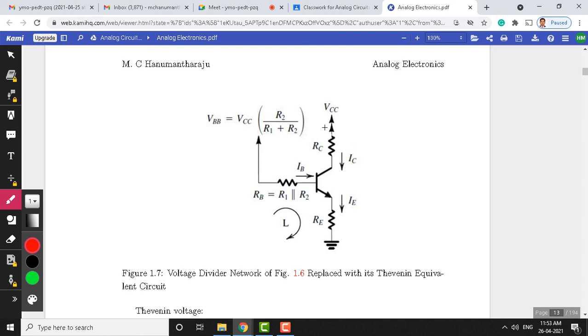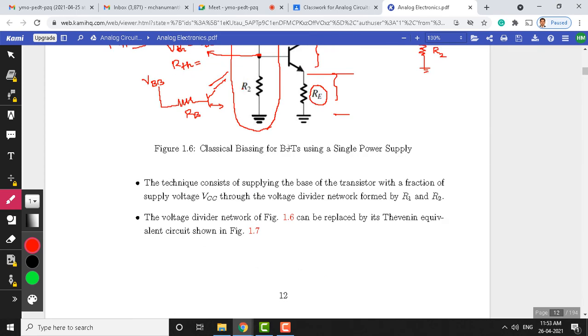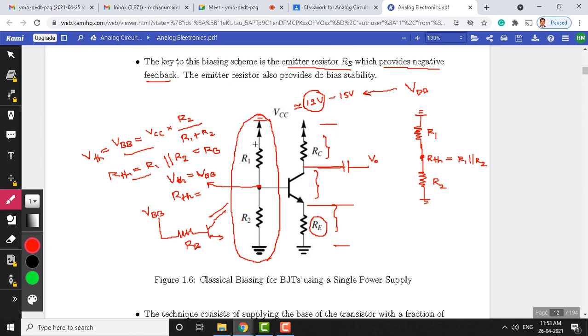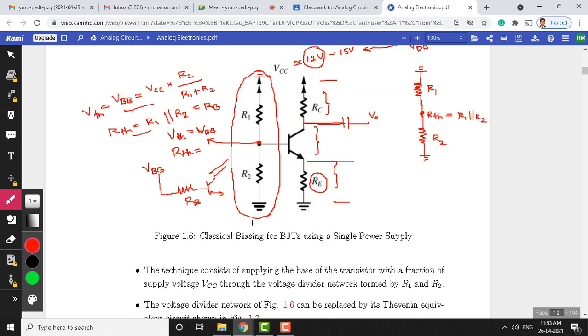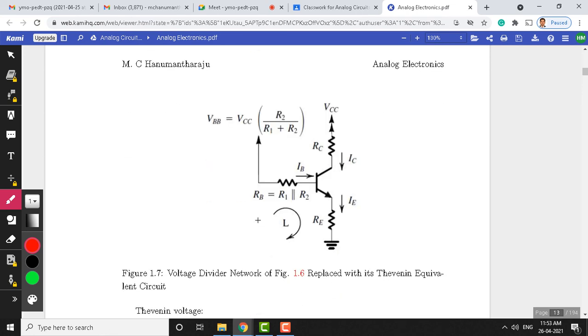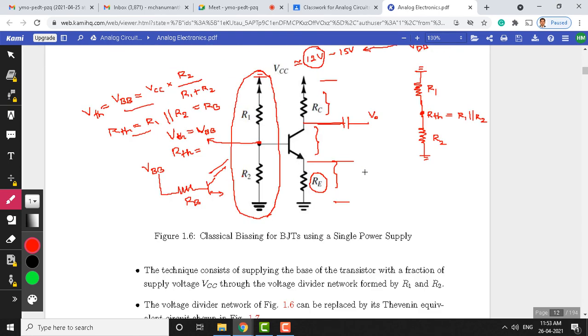Why have we applied Thevenin's theorem and simplified this network? Because when we have a voltage divider network like this, it becomes tedious to analyze the circuit. Therefore, we have simplified this input part of the circuit by applying Thevenin's theorem. Once the Thevenin equivalent is applied to the original circuit, the circuit looks like this. Now, both circuits are equal.